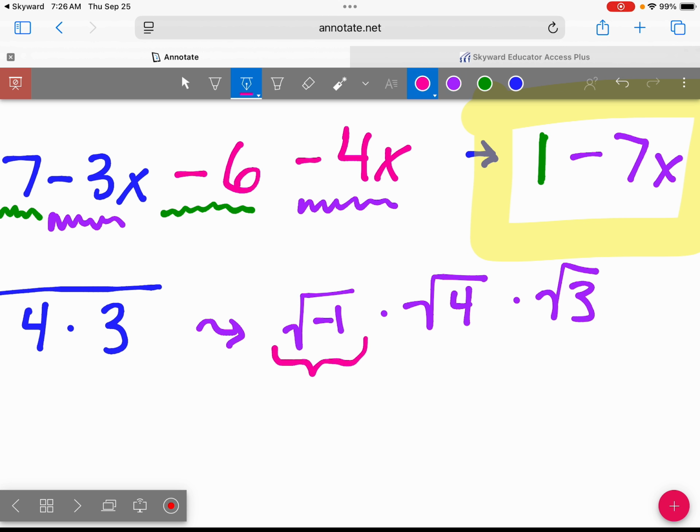This guy is what we talked about yesterday. The square root of negative 1 is i. That is the imaginary piece. That's the thing that doesn't happen. It's the thing that's not real. It's made up to be able to finish a question. But it is a thing we have to know. Square root of 4. What's square root of 4? 2. And what's the square root of 3?